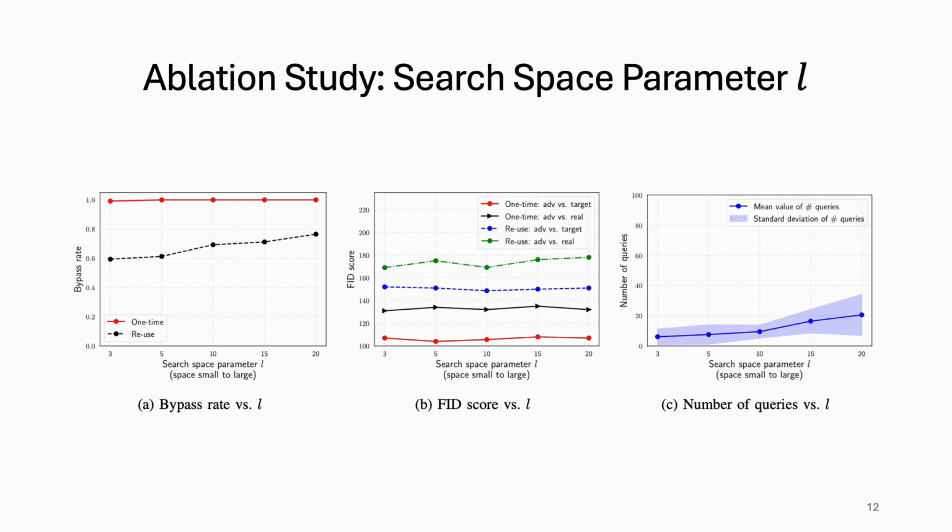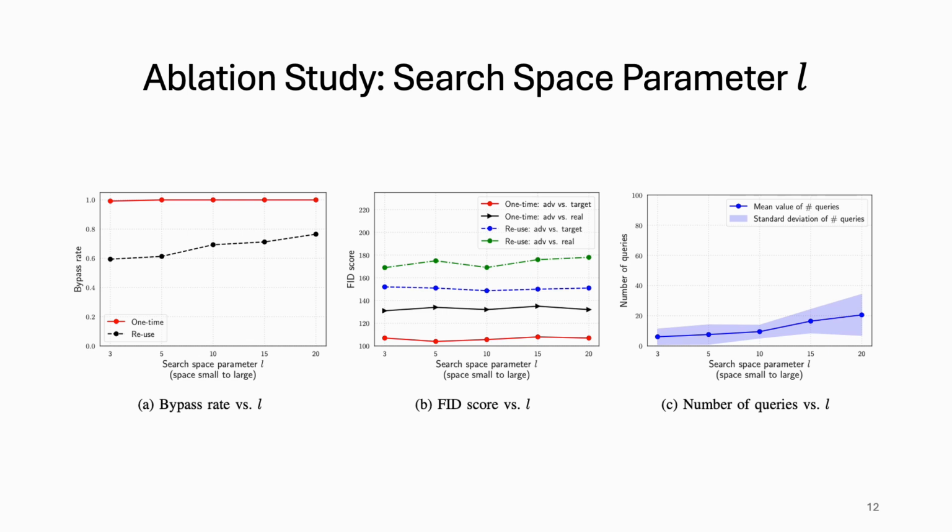First, Figure A shows a larger L leads to a higher reuse bypass rate. The reasons are twofold. On one hand, the larger the L is, the larger the search space is. That is, the reinforcement learning agent has room to explore more subtokens and increase the bypass rate. On the other hand, a larger L introduces longer subtokens that dilute the sensitive prompt more, thus also increasing the bypass rate.